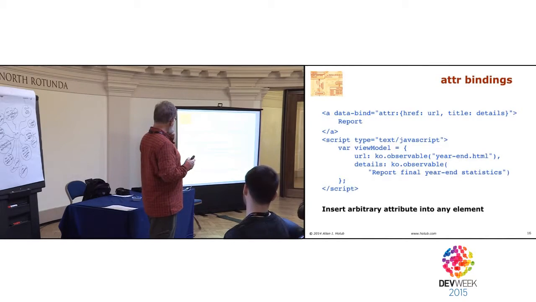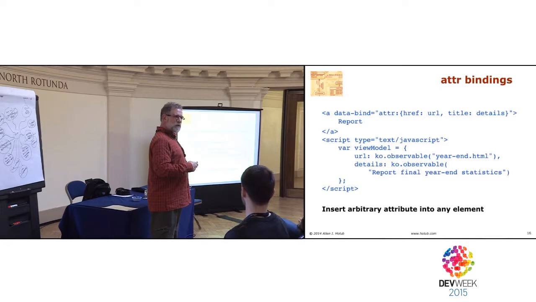I don't have an example. I should have added an example of CSS here. I thought I had it, but I forgot. But the CSS binding works the same way. So we can use the CSS binding to change the style of any element in the system based on Knockout bindings.